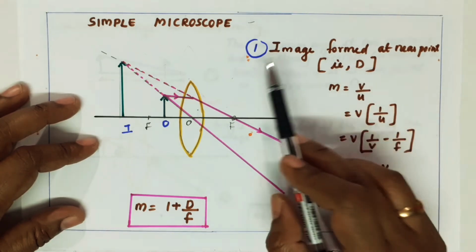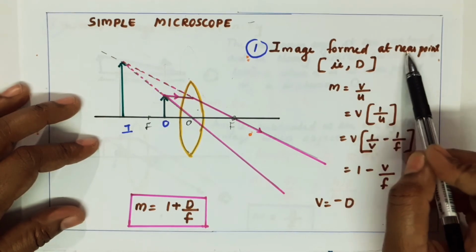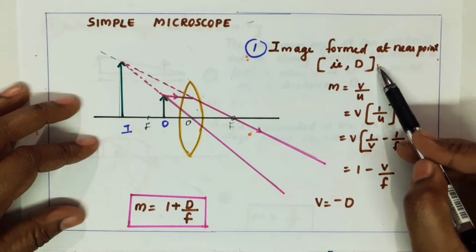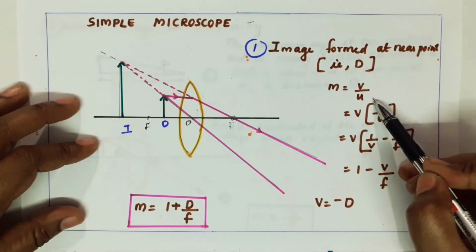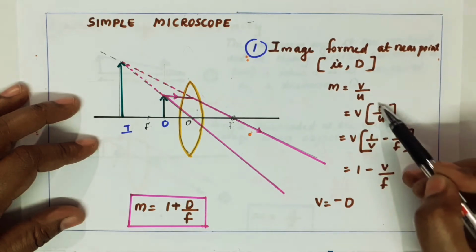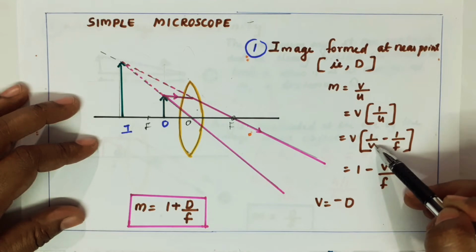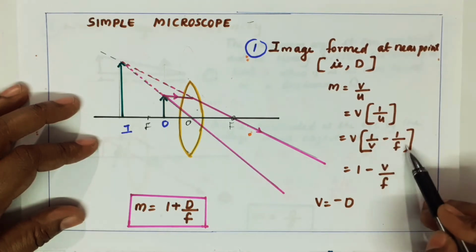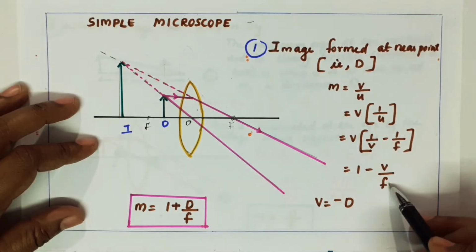So first I am taking the image obtained at a point called the near point. Near point is D. For a lens, I know the magnification equation is V by U. That is V into 1 by U. I apply the lens formula: 1 by U, I can write as 1 by V minus 1 by F. V by V is 1, so M equals 1 minus V by F.